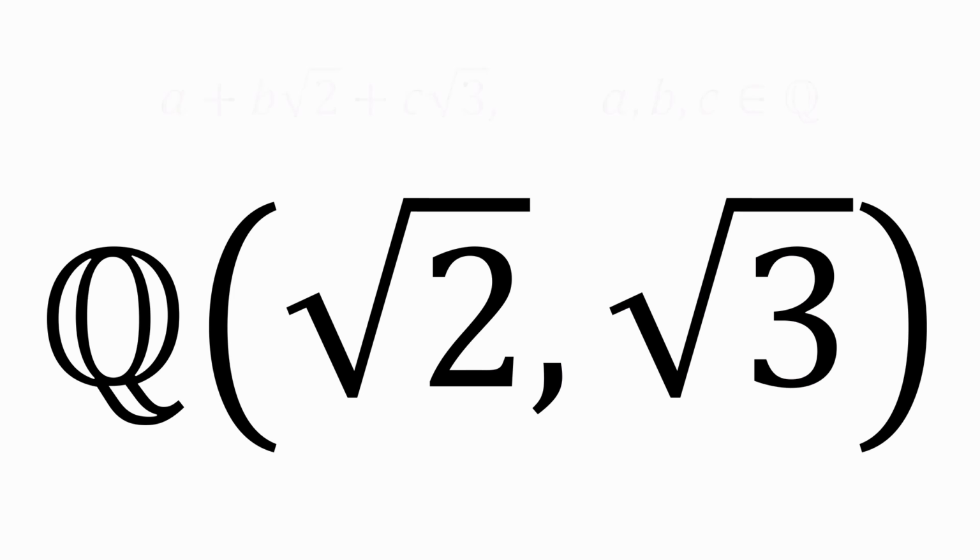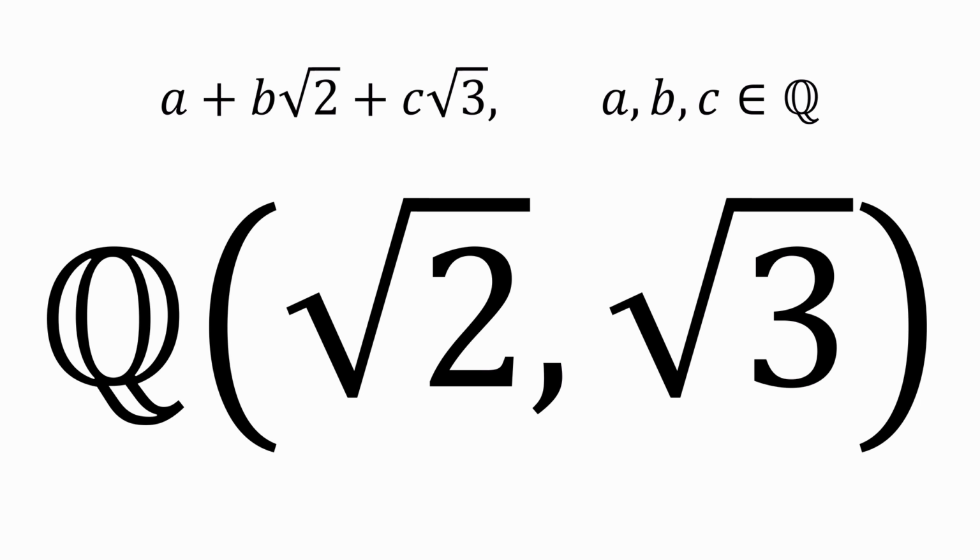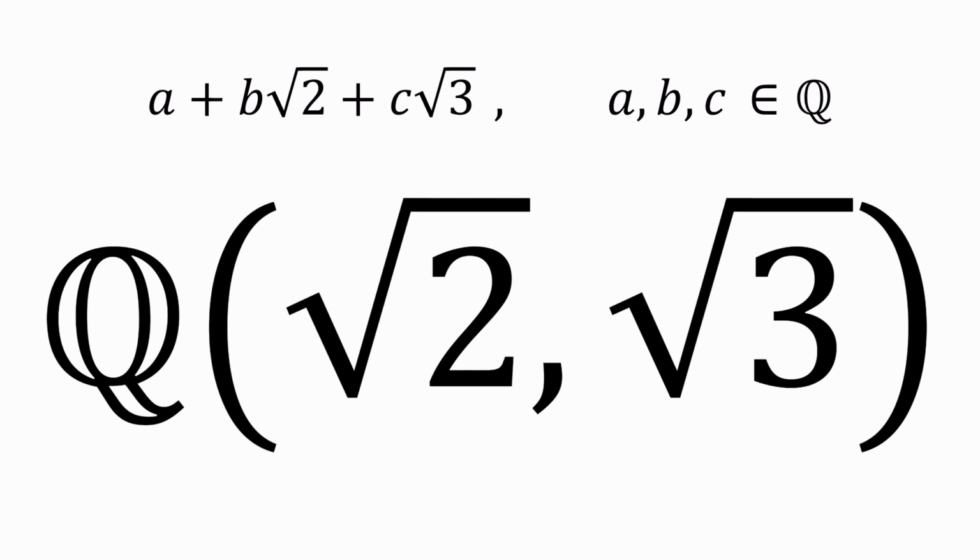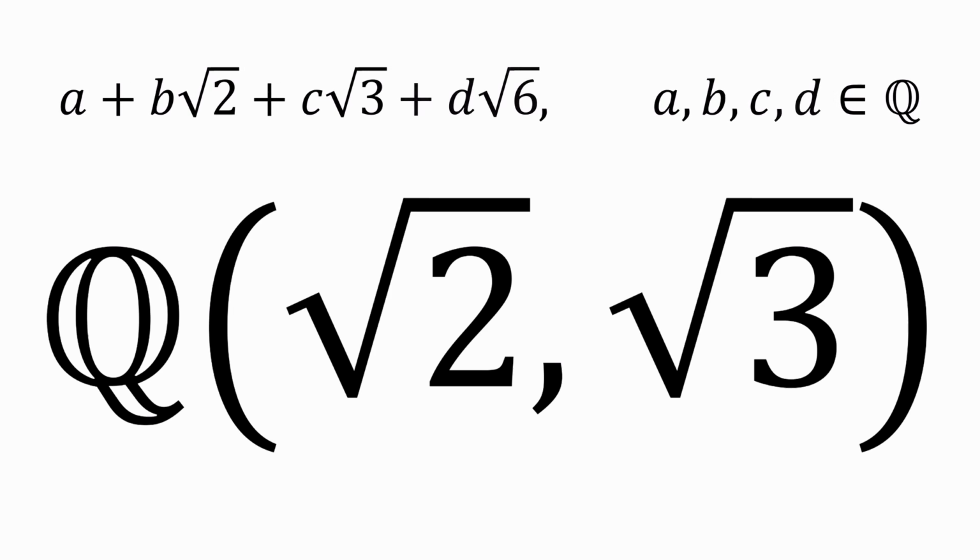You might guess something like a plus b root 2 plus c root 3, where a, b and c are rational, but be careful, because we can also multiply root 2 and root 3 to get root 6, so this is actually the set of elements of the form a plus b root 2 plus c root 3 plus d root 6, where a, b, c and d are rational. We call Q the base field, and Q adjoin root 2 and root 3 is the extended field.